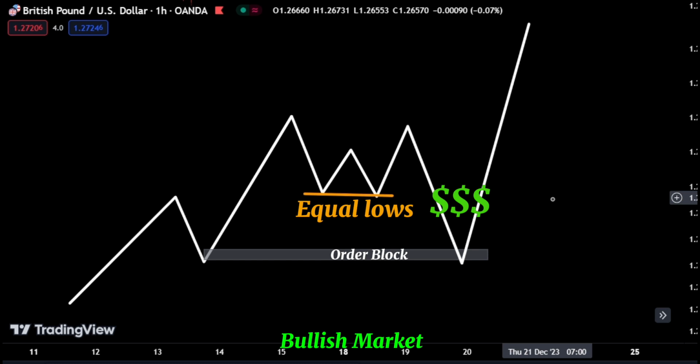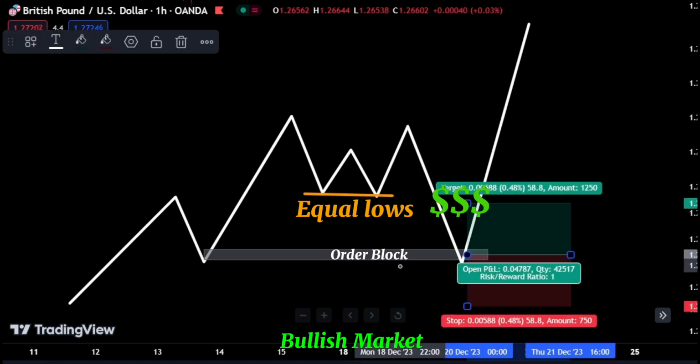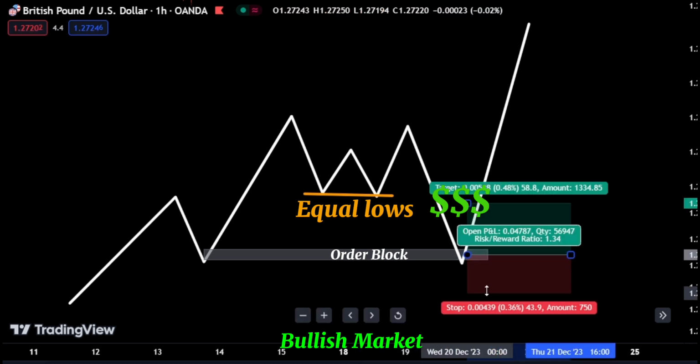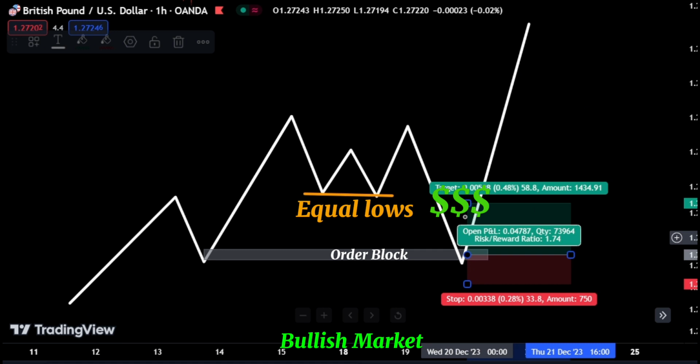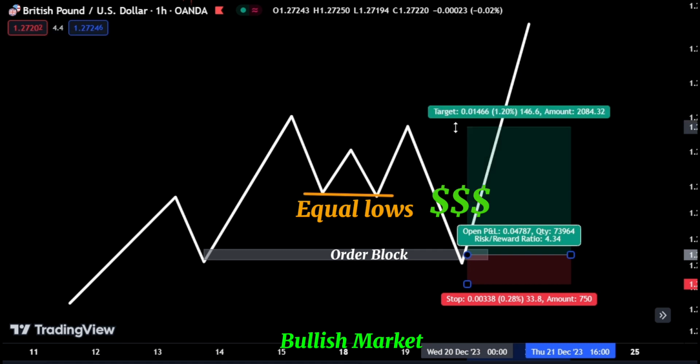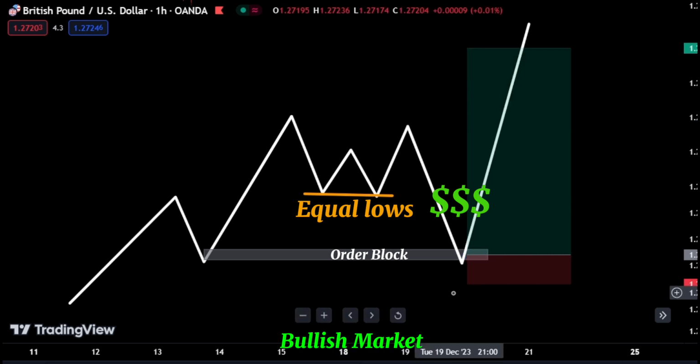So here is the area where we are going to be looking for our buys. At this point, we just take our buys here and then a stop loss just slightly below, and we can target at least this first high and this second high. That's a very good risk to reward ratio trade. So that's what we should be looking for.